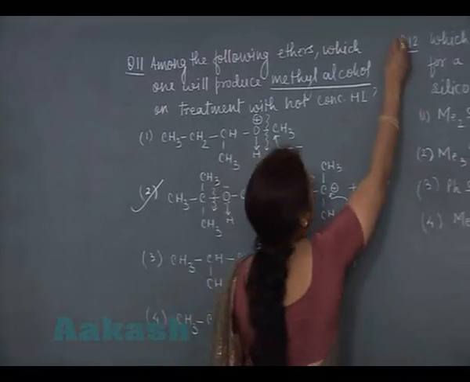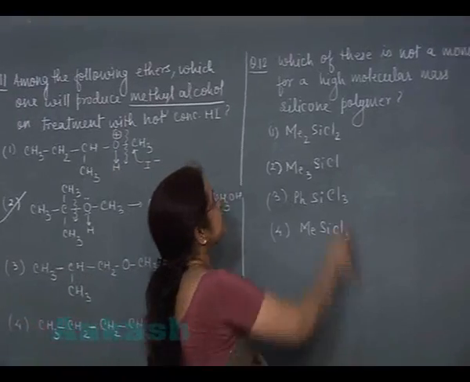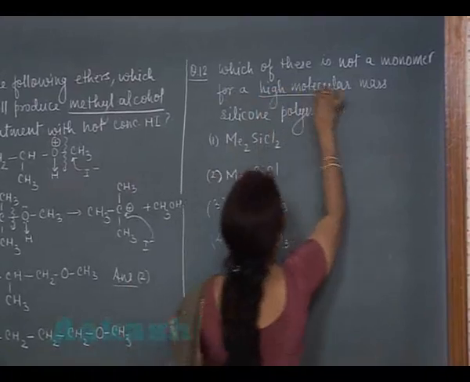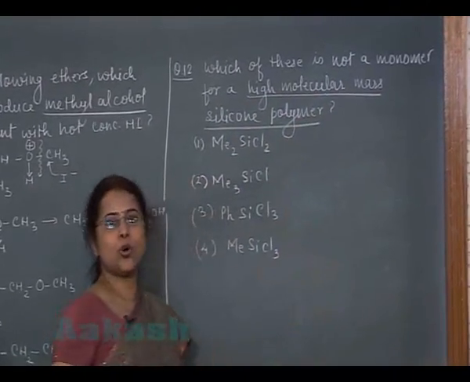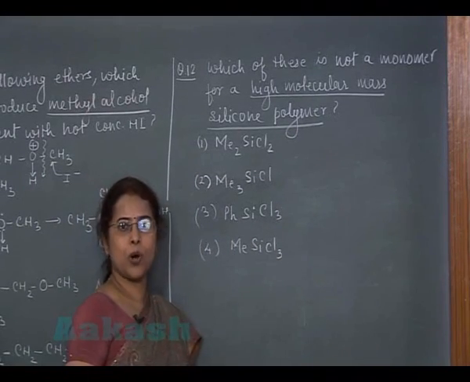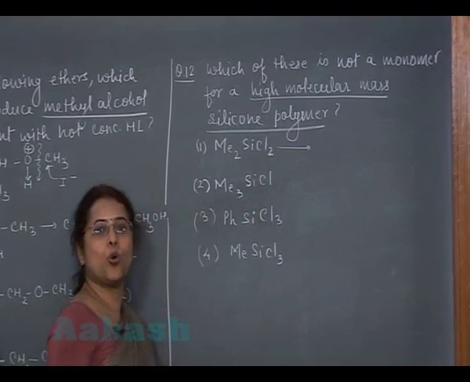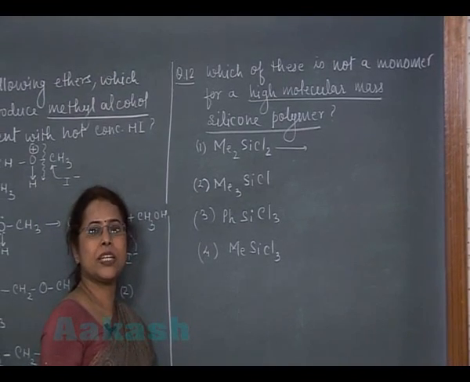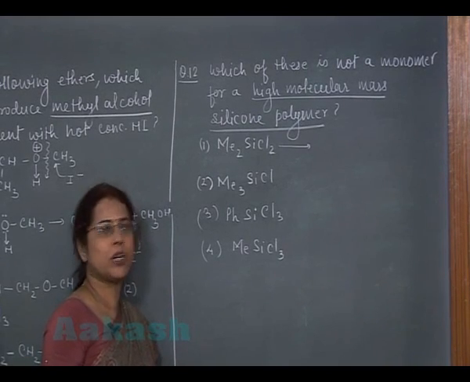Now next question, question number 12. Question number 12 is, which of these is not a monomer for a high molecular mass silicone polymer? Silicones are prepared by the hydrolysis of silicon compounds. These compounds upon hydrolysis produce OH groups. These OH groups further upon condensation form either a linear chain compound or a cross-linked or network silicone.